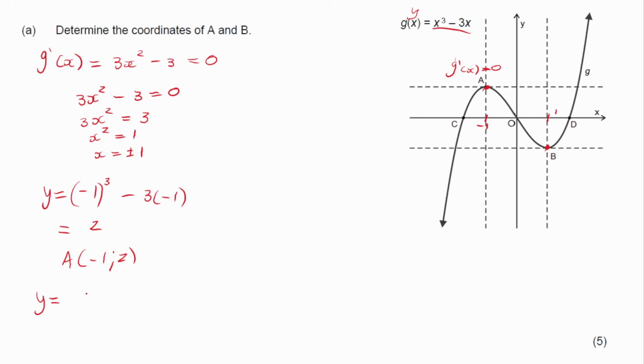And very similar, I just do the same thing, but now x is equal to 1. And I put this into g. And when I do that, I get that my y is negative 2. So I know the coordinates of B is 1, negative 2.